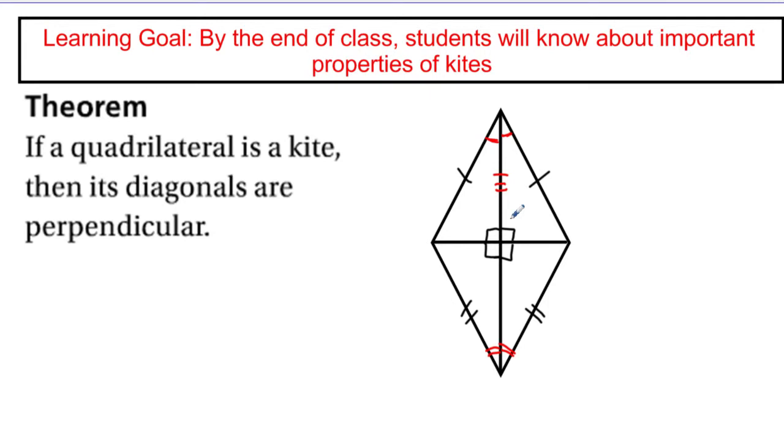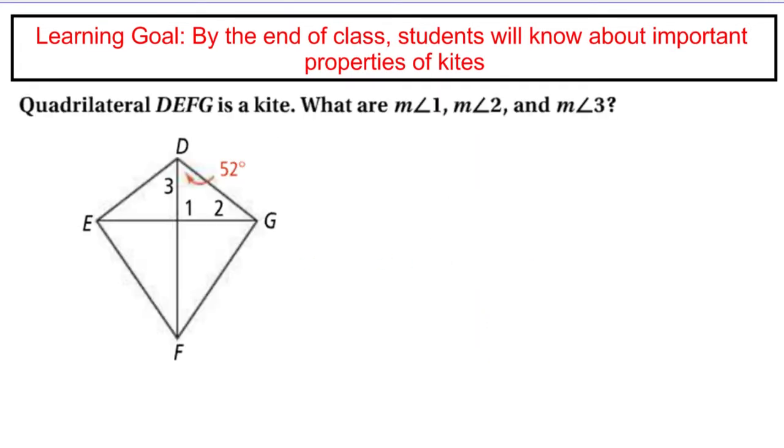So it's important to notice that we're getting two different cases of hypotenuse leg congruent triangles, and that's going to be something that you'll use to maybe find some additional information about the shape. Okay, so let's put this into practice and see what we can figure out.